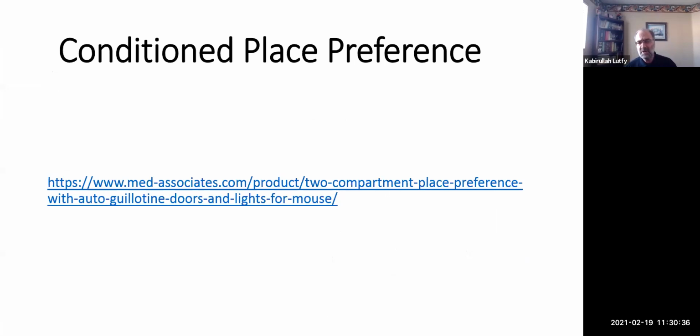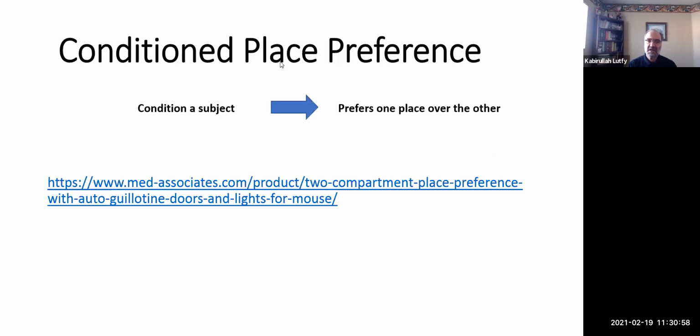The other model is widely used in the study of drug addiction, although it is not really studying addiction, but it is used as a model of reward, basically. So in this, as the name states, conditioned place preference, you condition a mouse or a rat to prefer one place over another place.